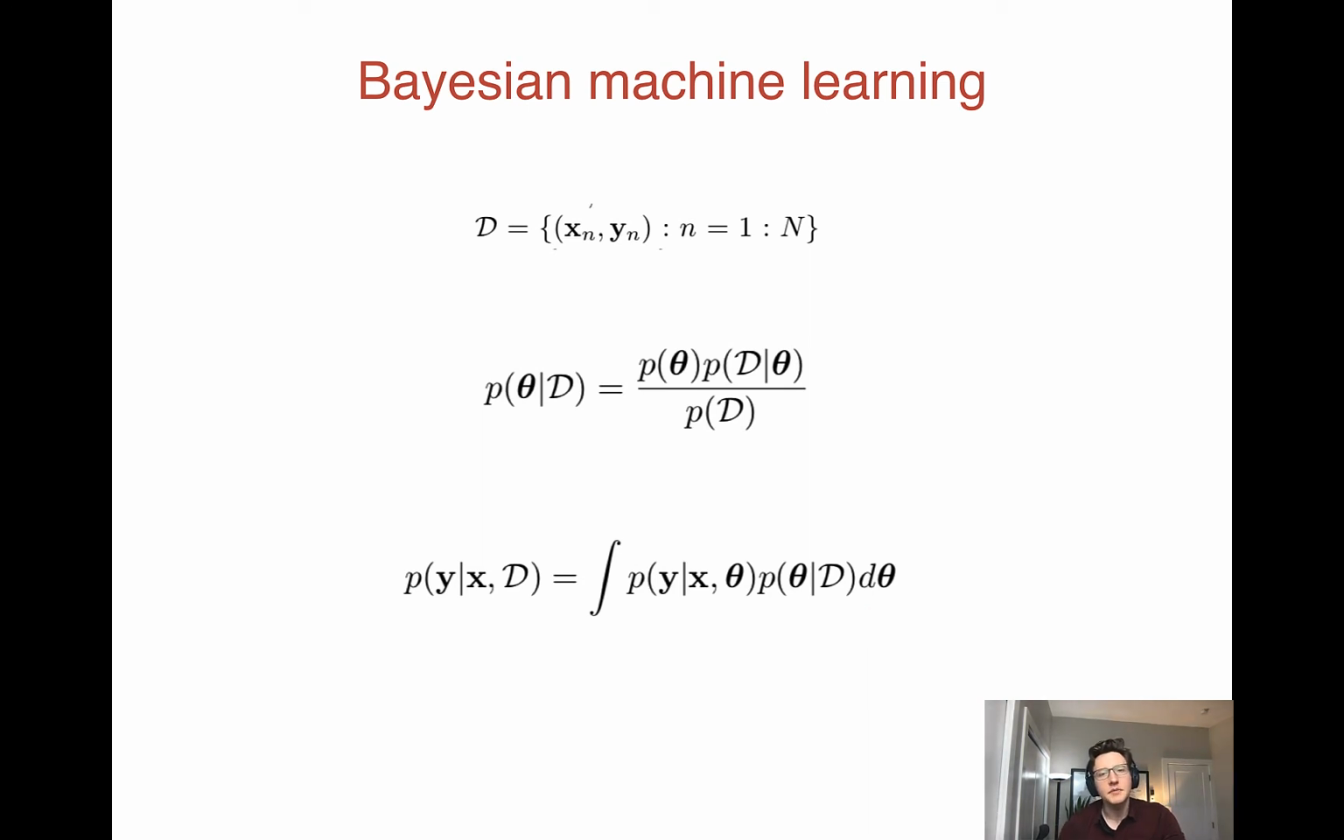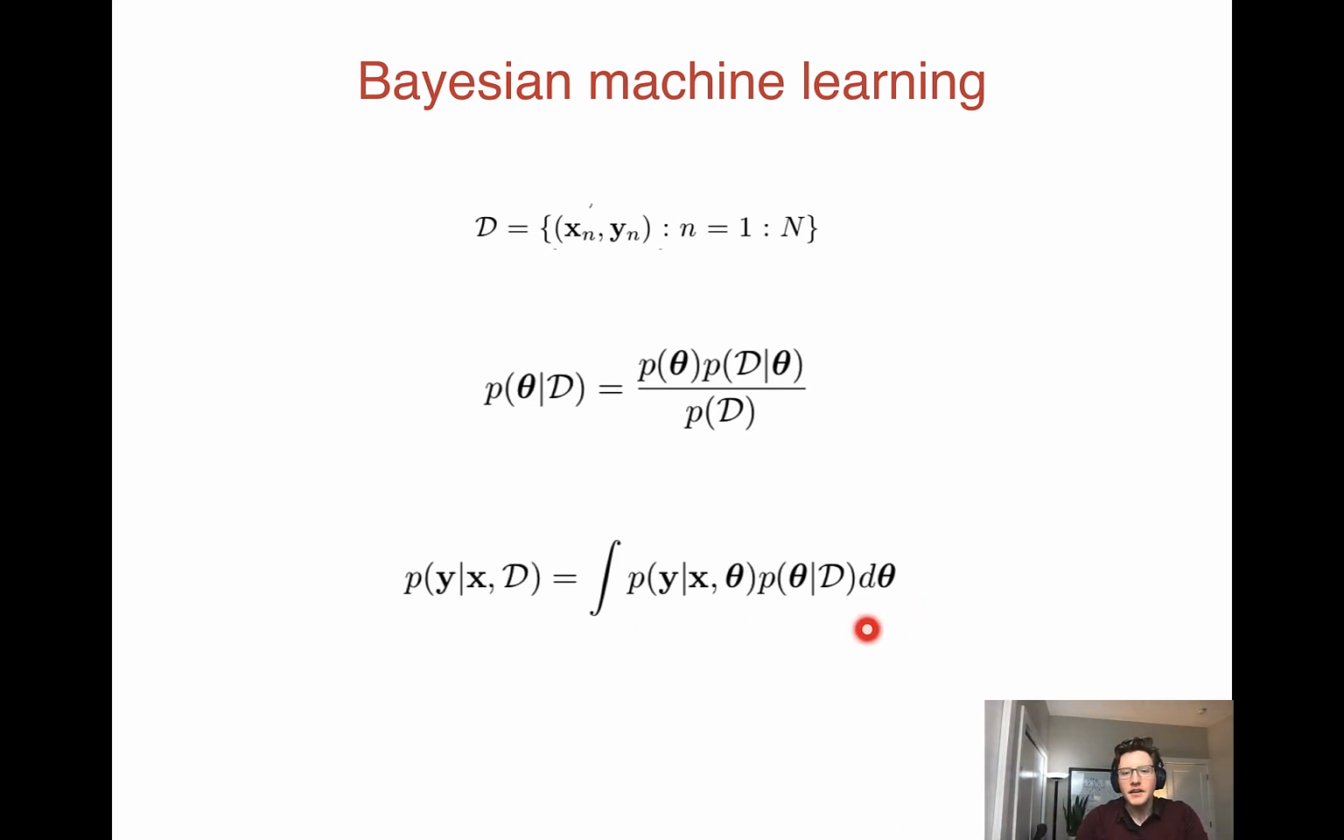So even for a simple machine learning algorithm, let's say logistic regression, which we're going to talk about quite a bit, logistic regression has one parameter per feature. So this theta is a vector of m parameters. So we have to integrate over this m-dimensional hypercube.